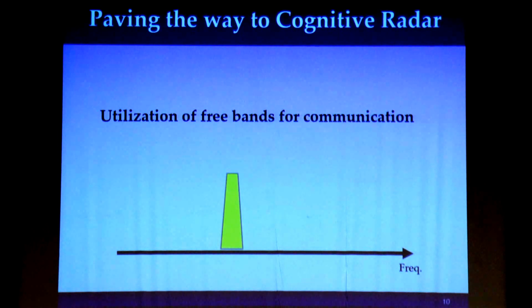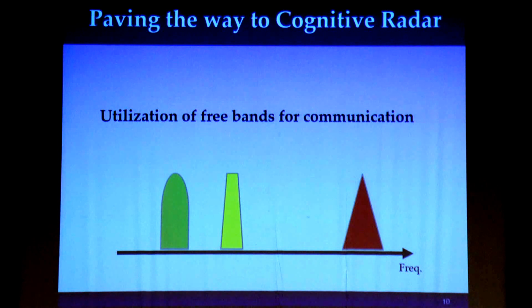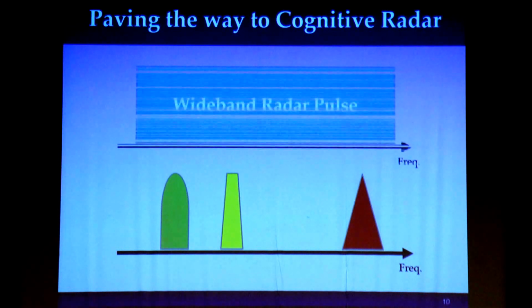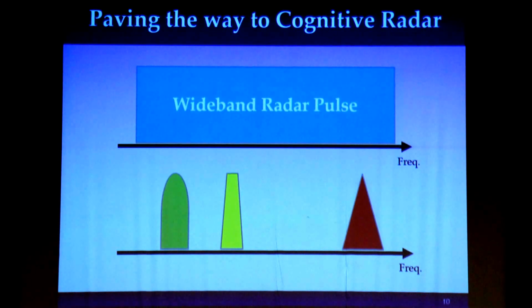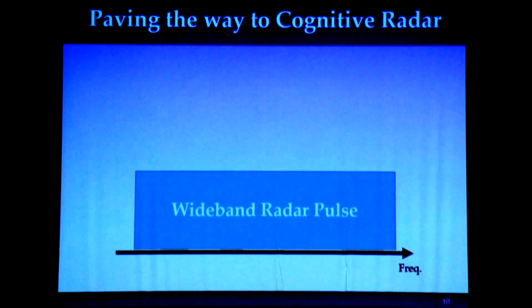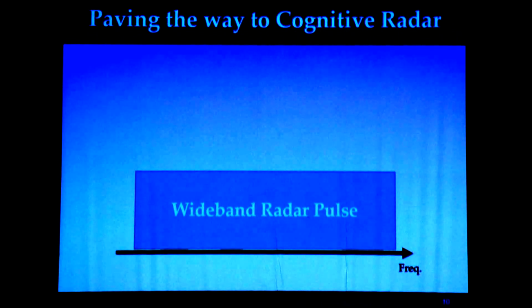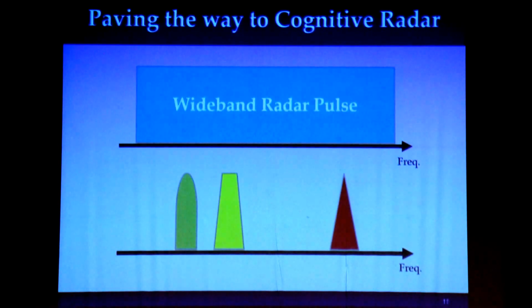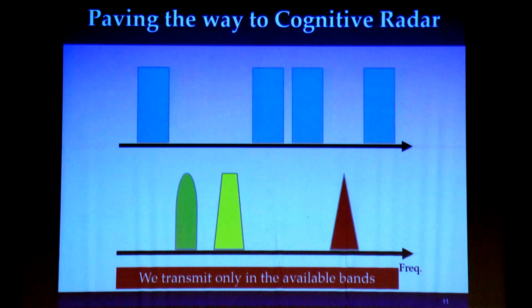The second extension is about cognitive radar, and Omer started giving us the motivation for that. We know that in communication, several narrow bands are occupied, and if we want to coexist with those narrow band communication signals, our wideband radar pulse can't be the solution. We need to be more dynamic. So what we're suggesting is transmitting only several narrow bands that are spread over this wide spectrum.